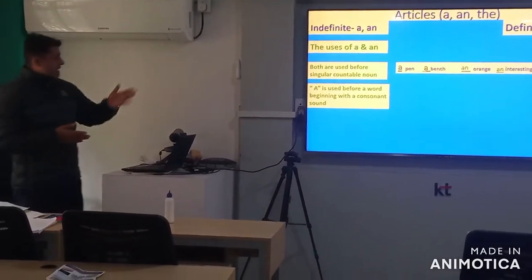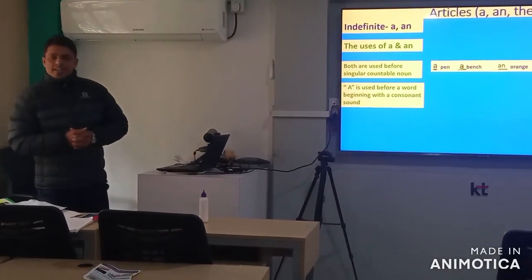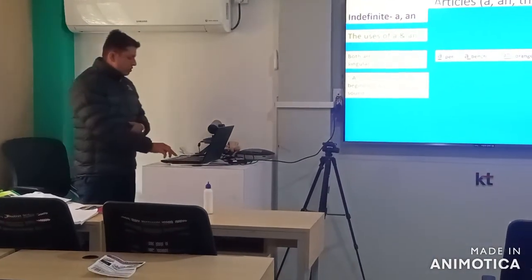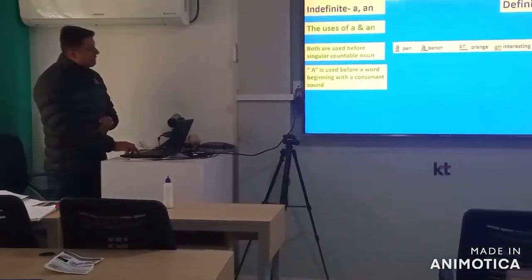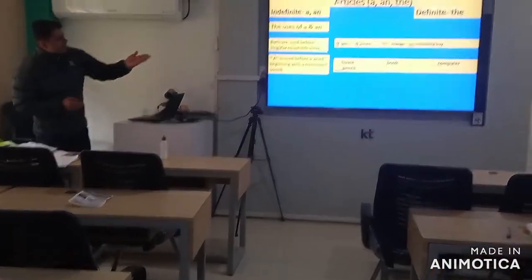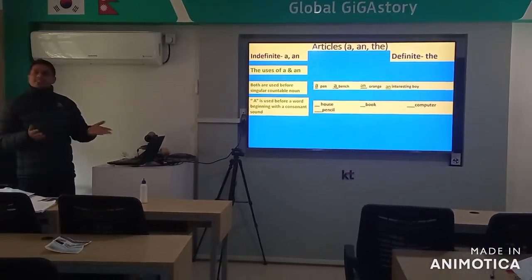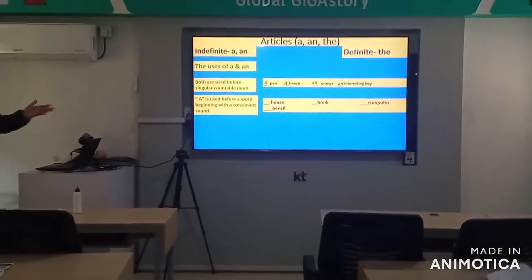Okay, A. Here A is used before a word beginning with a consonant sound, right? Beginning with a consonant sound. So this example makes it more clear. What do you see here on the screen? House, book, computer, pencil. These are the examples you can see for this rule.